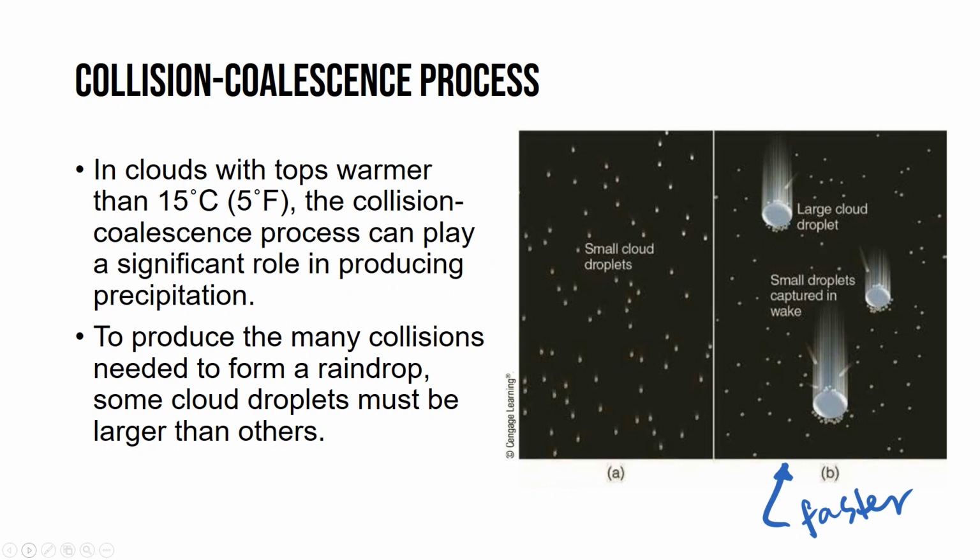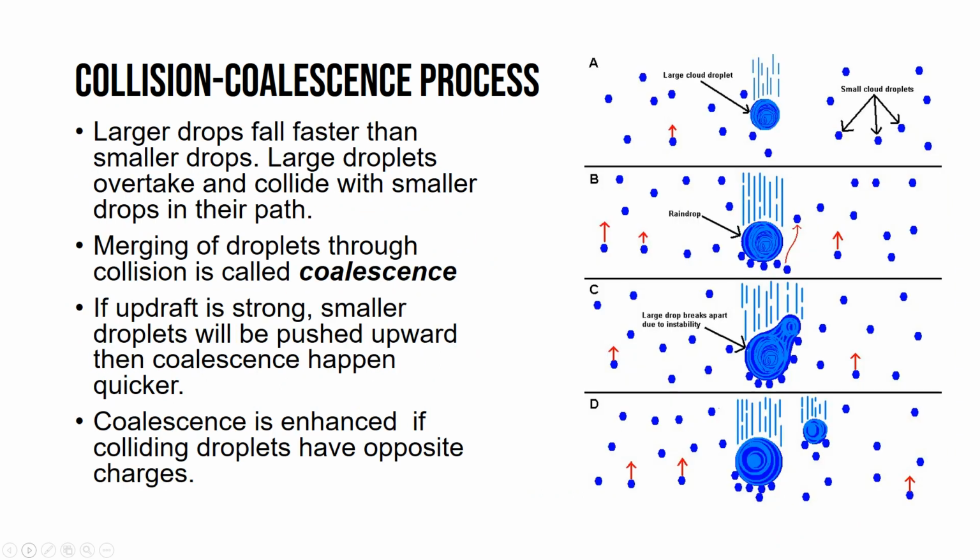Even in many studies, we are now looking at what we call giant condensation nuclei that can make condensation progress. Larger drops fall faster than smaller drops. So we know that large droplets overtake and collide with smaller drops in their path. This fall merges droplets through collision, called coalescence. That's what is depicted in the illustration.